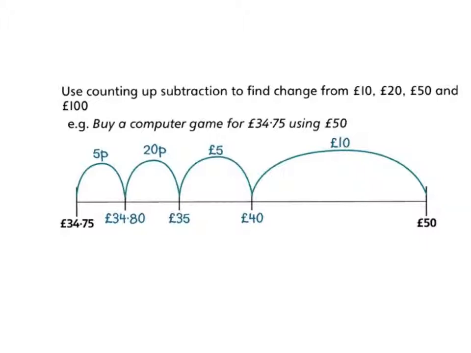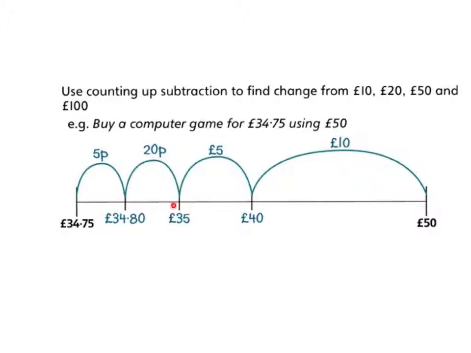So from £34.75 you would jump to the nearest multiple of 10, in this case it's £34.80, which is a jump of 5p. From £34.80 you would want to jump to the nearest pound, which would be £35, which is a jump of 20p.